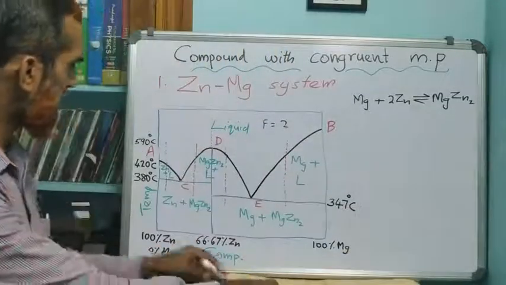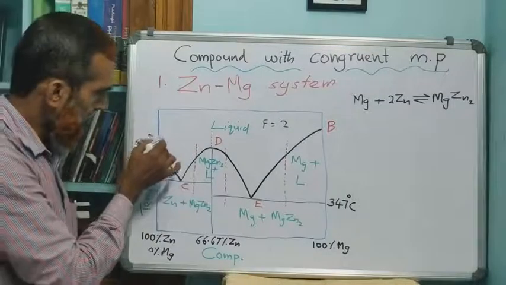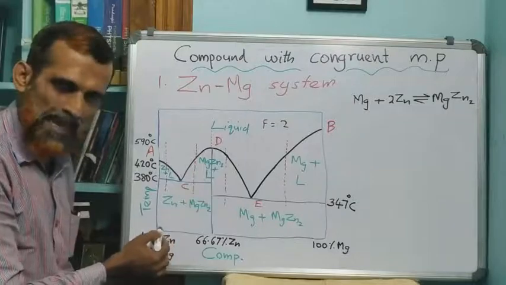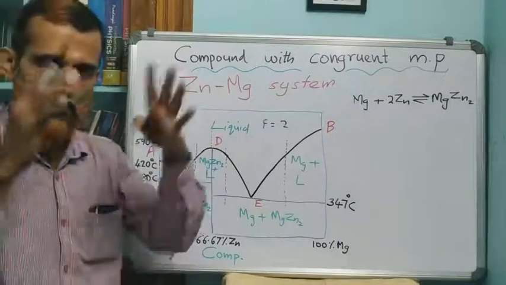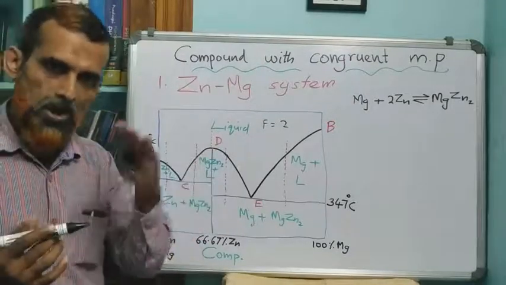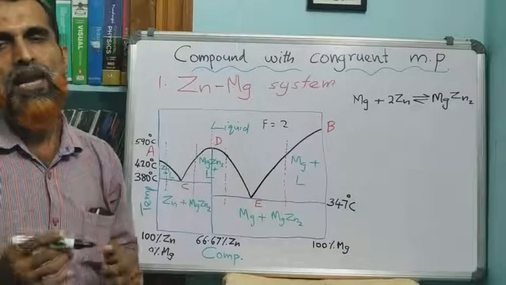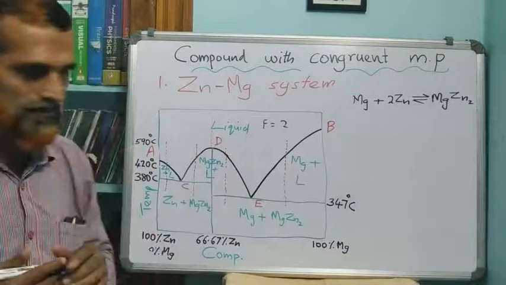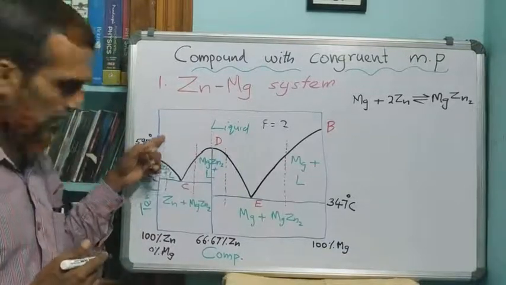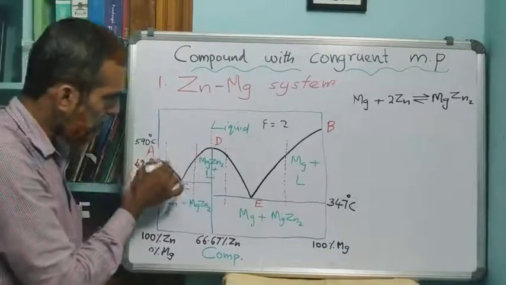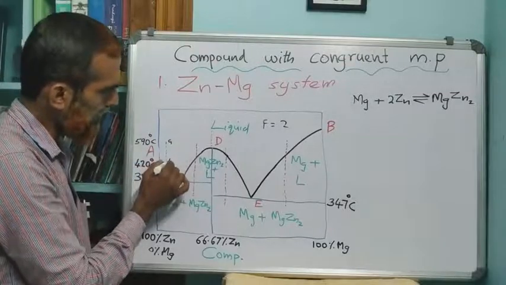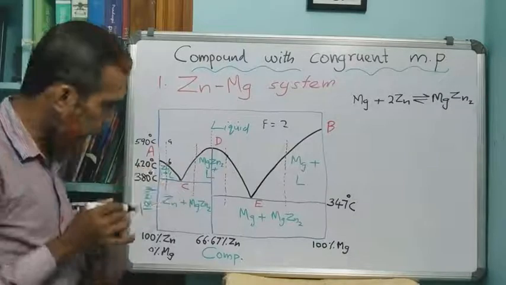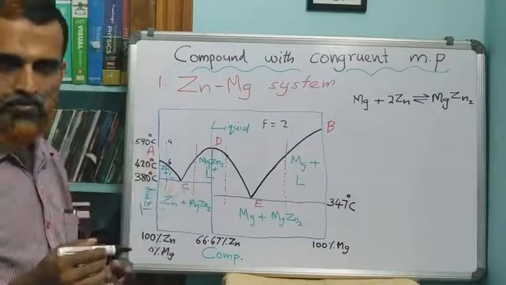Let's take various cooling. Suppose you take this composition of zinc and magnesium, say 90% zinc and 10% magnesium. You heat it strongly, melt it, you have a liquid solution of zinc and magnesium. One phase, you are here bivariant. Cool it. When you come down, suppose this is A, this is B. When the temperature reaches B, what happens? Solid zinc starts coming out.